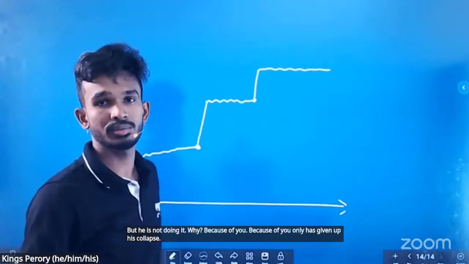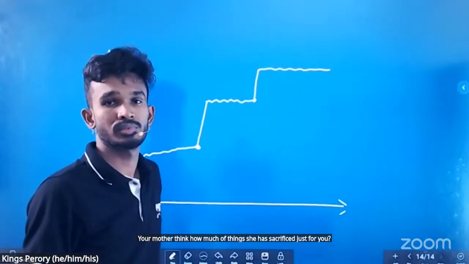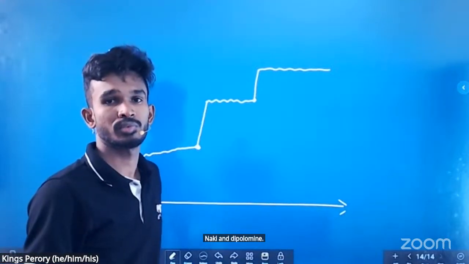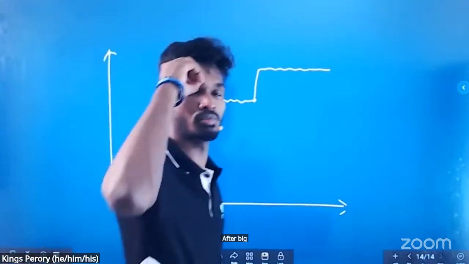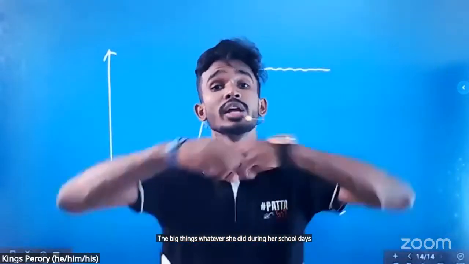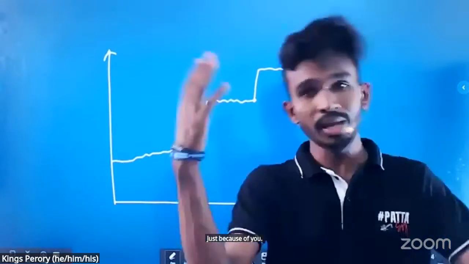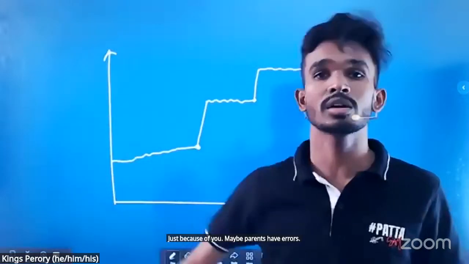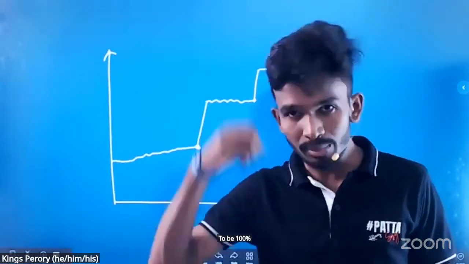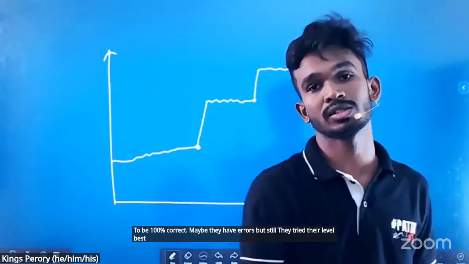Your mother, think how much she has sacrificed just for you. Surely she has sacrificed. Whatever dreams she had during her school days, fully given up now, just because of you. Maybe parents have errors. Maybe they are wrong. They are not 100% correct. They are not robots to be 100% correct. Maybe they have errors, but still, they try their level best to make your life the best.